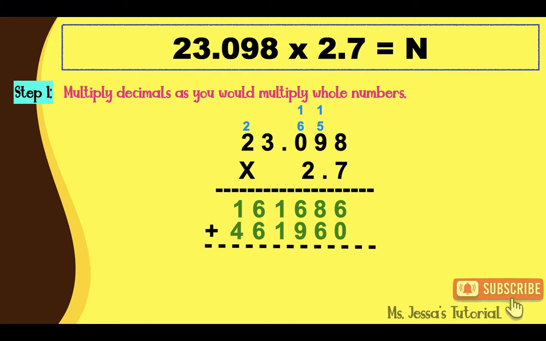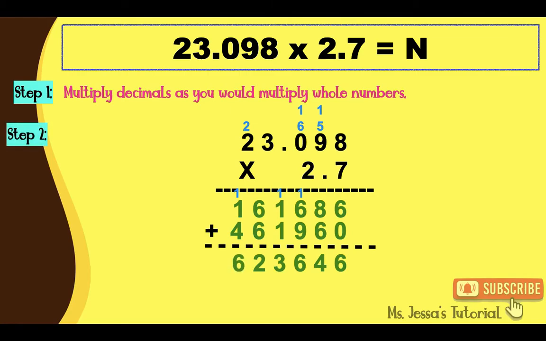6 plus 0, that is equal to 6. 8 plus 6 is 14. Write 4 at the bottom, carry 1 at the top of 6. 1 plus 6 is 7. 7 plus 9, that is 16. Write 6 at the bottom, carry 1 at the top of 1. 1 plus 1 is 2, plus 1, that is equal to 3. And then 6 plus 6, that is 12. Write 2 at the bottom, then carry 1 at the top of 1. 1 plus 1 is 2, plus 4, that is 6.